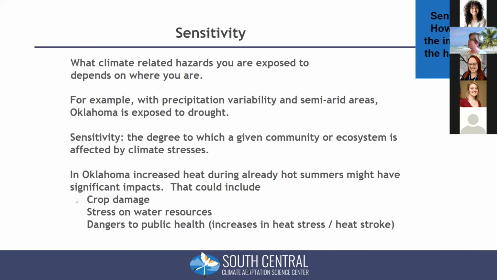So in Oklahoma, we have crop damage, for example. So how big of an impact to crops, or how big of an impact to water resources in our region, or public health. So you look at sensitivity to specific types of things. And again, that would depend on what your goals and scope of your vulnerability assessment is, that you would have to determine what all you would want to look at and what's being impacted and what degree of impact.